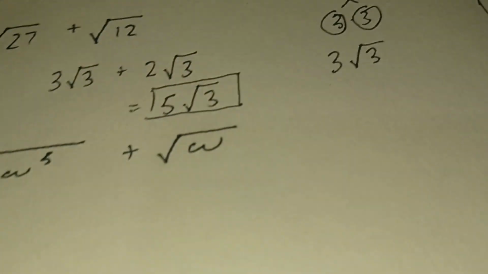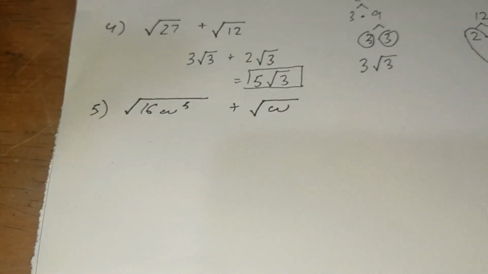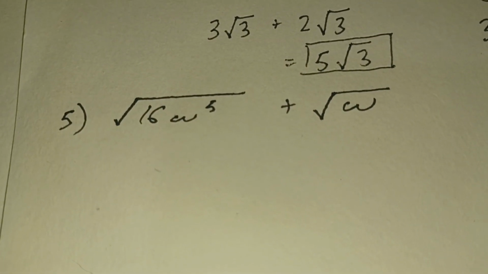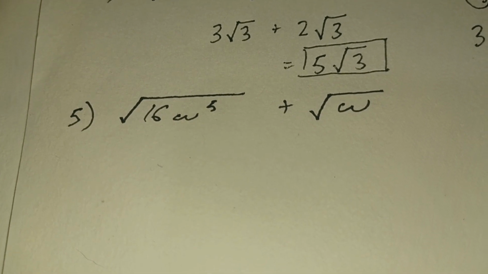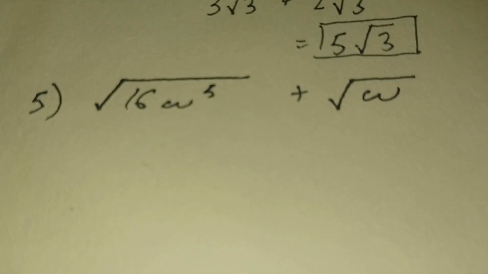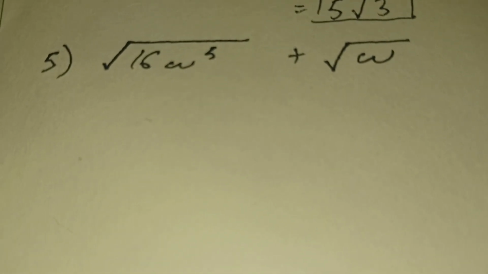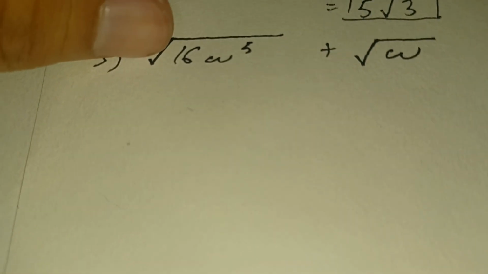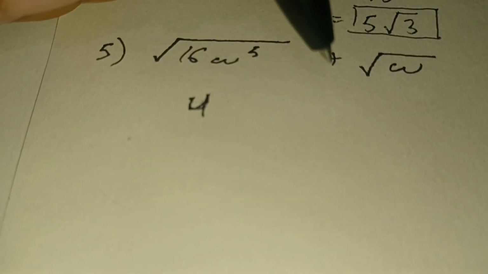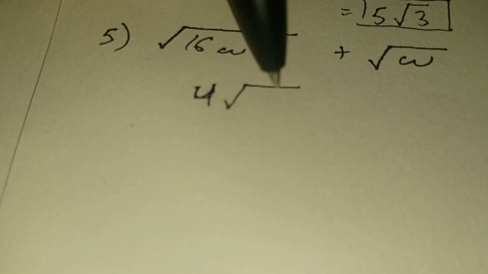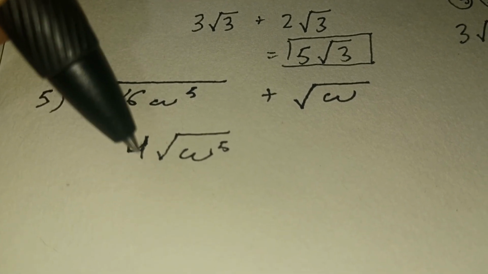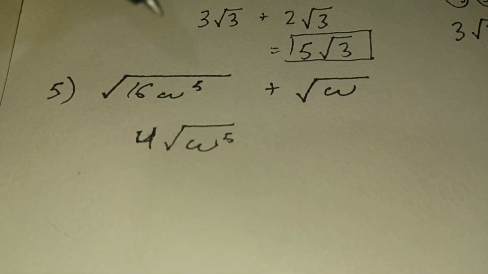So now, let us move on to the last one, number 5. The square root of 16w to the 5th power plus the square root of w. So, again, what number multiplied by itself is going to give us 16? That is going to equal 4. We have a 4, and we also have the square root of w to the 5th. Since 16 is a perfect square, we can take it out of the square root. So now we have 4 times the square root of w to the 5th.